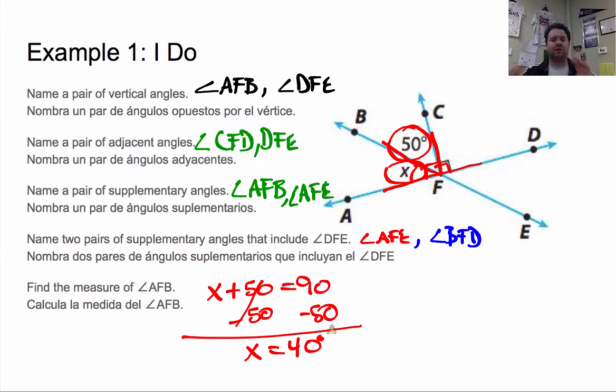Okay, so there was a lot on this page. I want you to make sure that you drew the diagram and that you answered each of those, and that you're just saying, these two angles, vertical. These two angles, adjacent. These two angles, supplementary. Two pairs of supplementary angles that include DFE are AFE and BFD. And then the measure of AFB is this, and make sure you show this work, okay? This is important, so make sure it's written down.